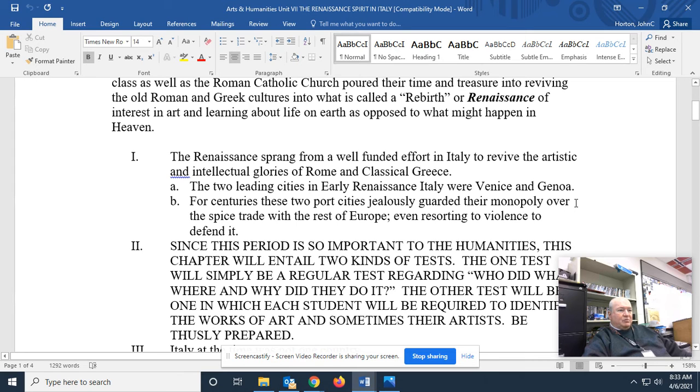For centuries, these two port cities jealously guarded their monopoly over the spice trade, and that means they guarded it the way, to be honest, that drug dealers today guard their drug. They don't allow other drug dealers to come into their area and compete with them for selling drugs. That's why there's drug violence, even resorting to violence. And the Venetians and the Genovese were just like that.